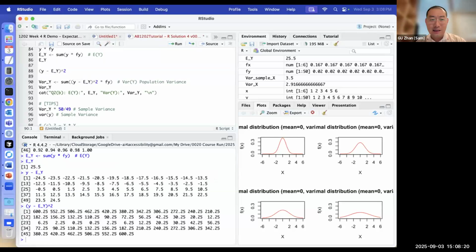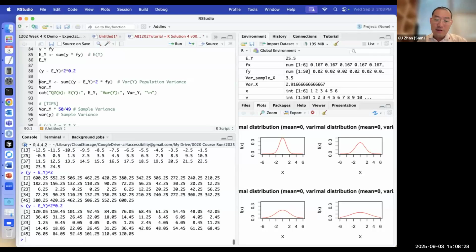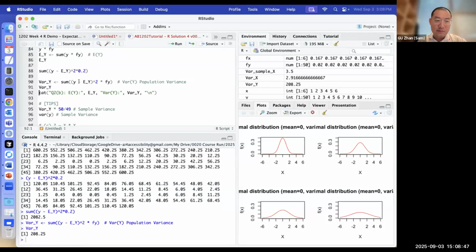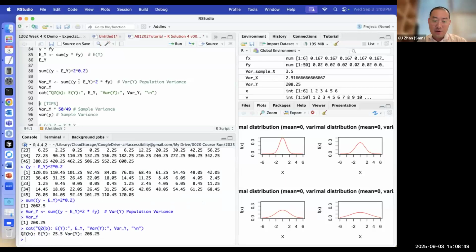Then power 2, that's the power 2 of the value. So these are still 50 numbers. Then you sum them, you can times Fy or you can times 0.02 as well. Because each of them has an equal probability, you can just times 0.02. Then you sum these 50 numbers together, you get this variance of y, 208.25. So we are seeing the expected value and the variance of this y, a random number from 1 to 50.